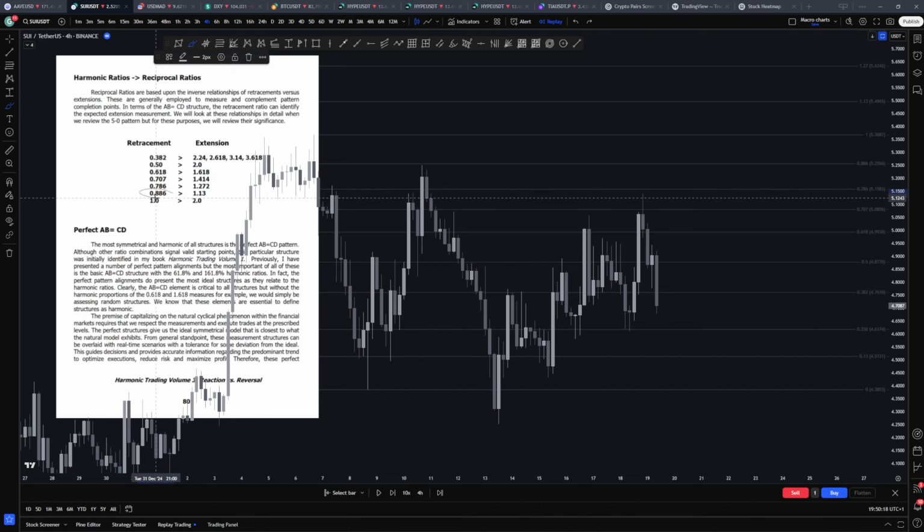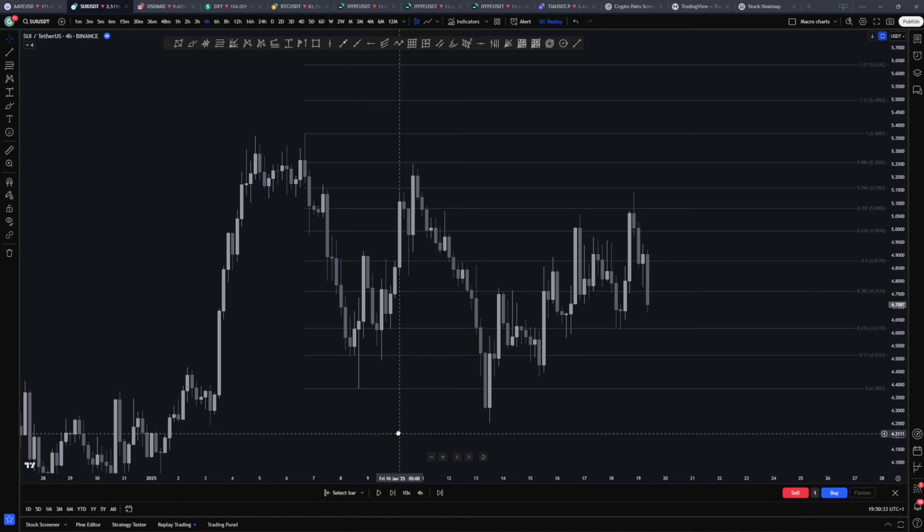We currently have a 0.886. That is what we reacted off of. So let's take that 0.886 and look at what extension we have. It has a 1.13 extension. So what can we use that for?